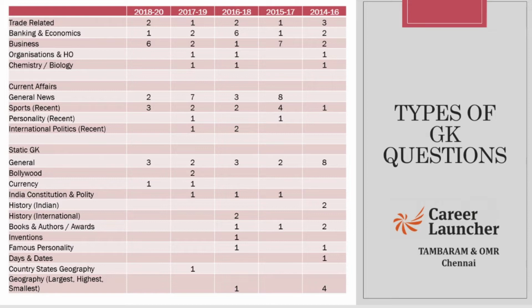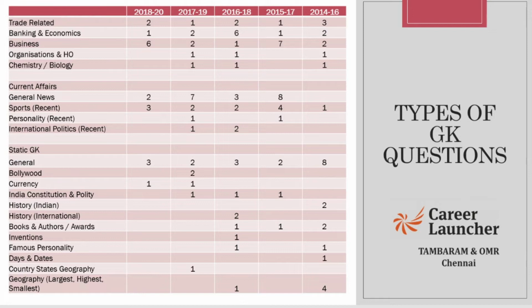And then you have the static GK. Typically you have questions on Bollywood, currencies, capitals, a bit here and there about the Prime Minister, President, how they are elected, and so on. You get 1 or 2 questions from history, and then you have books, authors, inventions, days, dates, a little bit about geography, the tallest mountain, the longest river, and so on. But that's static GK from your book.